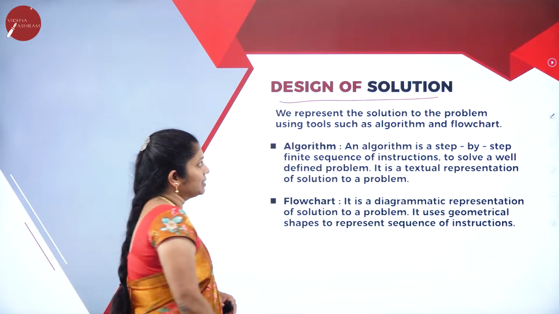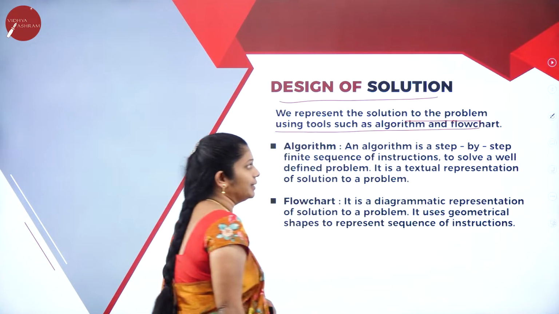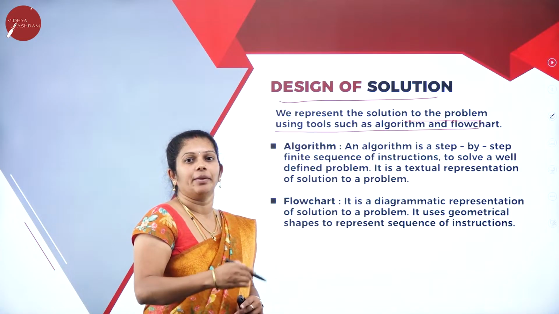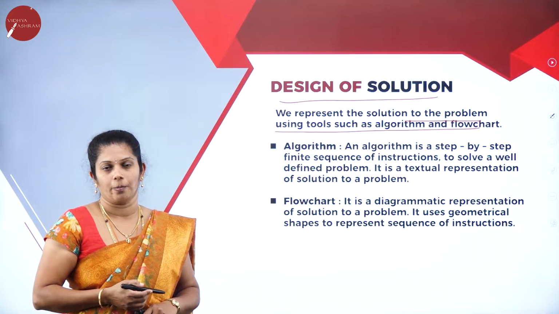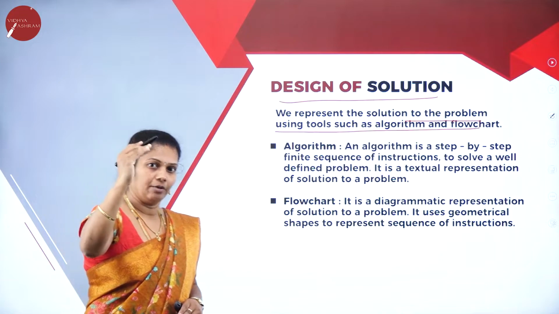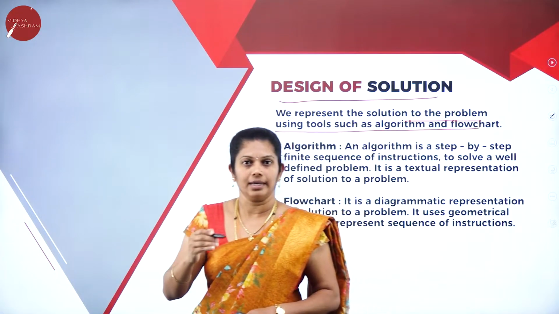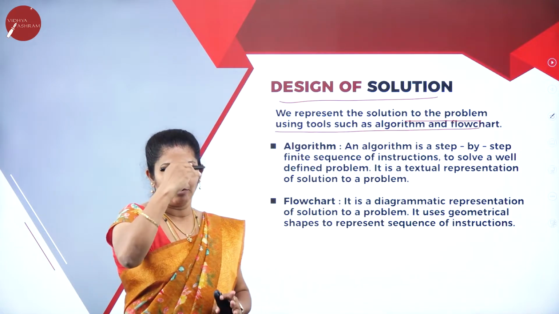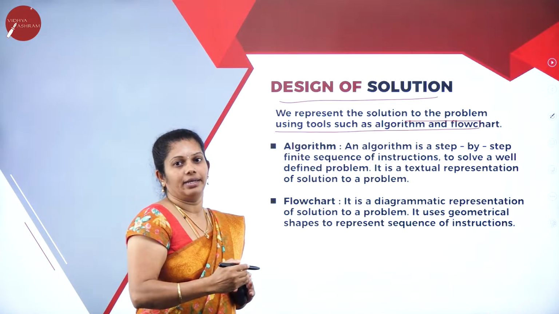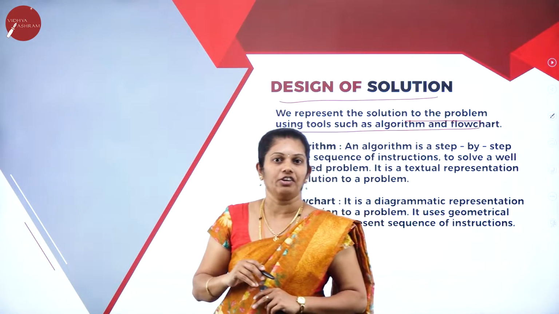Here, we represent the solution to the problem using tools such as algorithm and flowchart. By using algorithm as well as flowchart, we will represent what action we want to perform. For example, if I want to prepare a sambar, for the first step, I have to switch on the stove. Above that, I keep the bowl, then water, dal, then vegetables. Like that, I have to write the procedure first. Afterwards, whatever procedure we have written, we have to convert that into a flowchart. That is, in pictorial format we have to represent it.